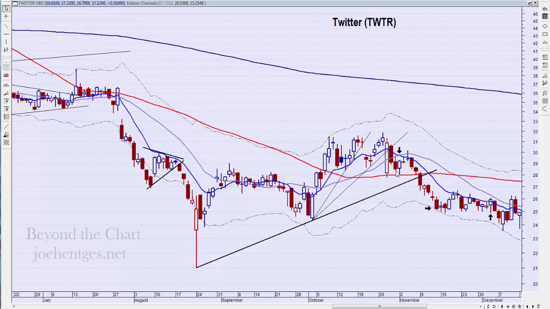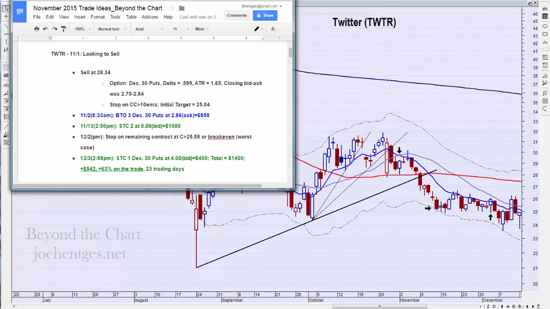And so at a break of this low, the low was 28.35. And that's why I said the entry point was going to be sell at 28.34. So the very next day on November 2nd, we've got the entry. And that's where we bought to open 3 December 30 puts. So we're in the money, December 30 puts. December's all the way out here, so we had plenty of time.